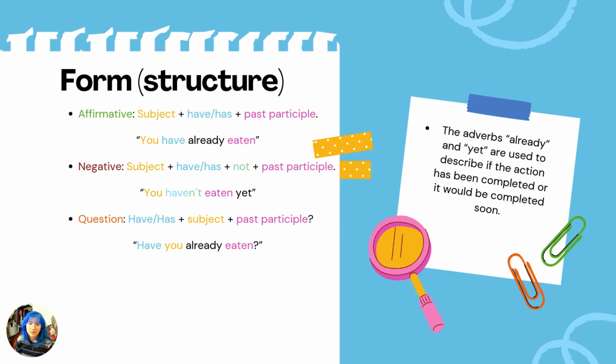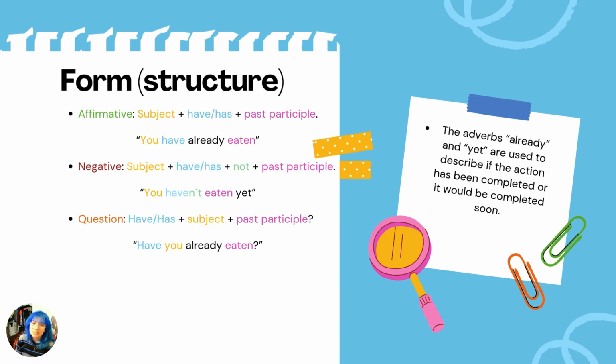For the example of affirmative, we have: You have already eaten. First the subject, then have, and then the past participle. But we also have the adverb already. We're going to explain this at the end.